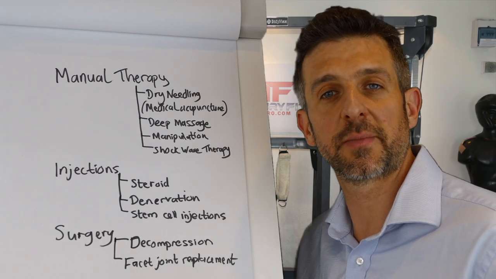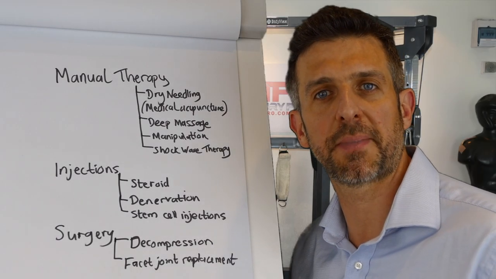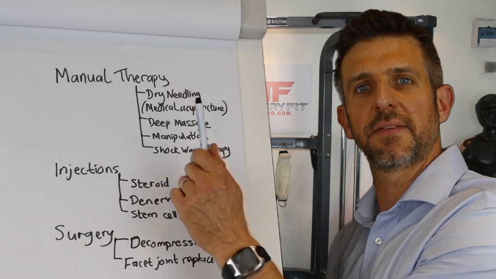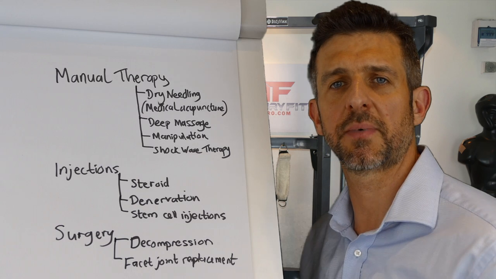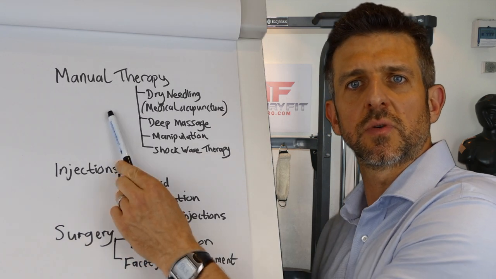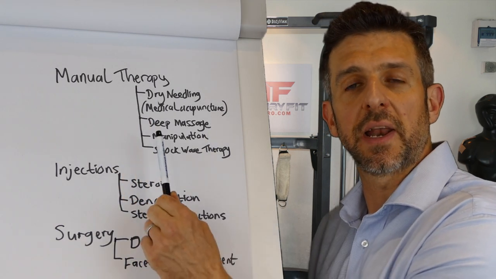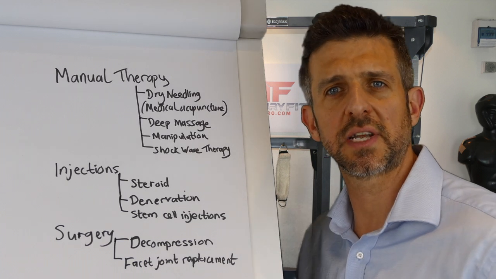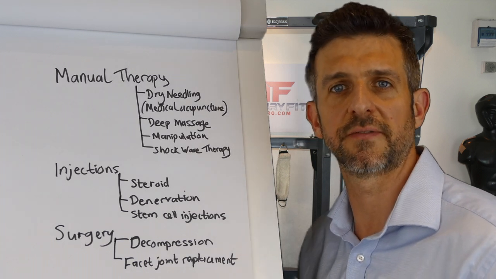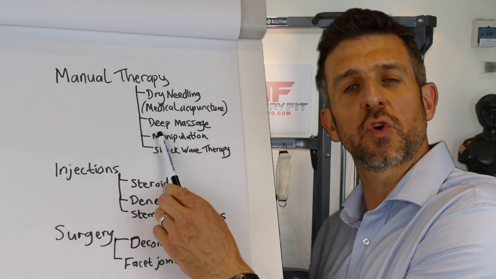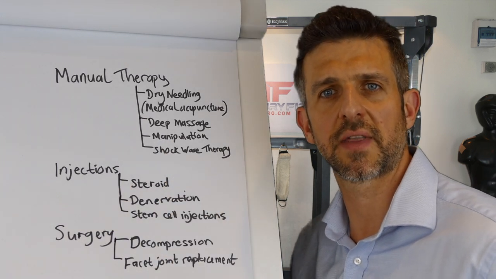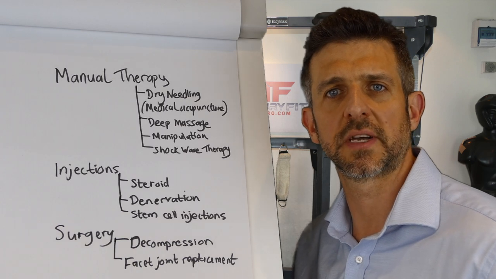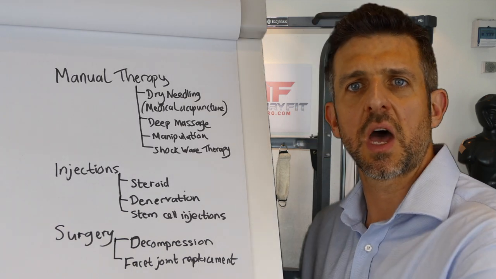Okay, just to whiz through some of the options when it comes to facet joint pain treatment, starting at the top with the least invasive first, you've got your manual therapies, so things like acupuncture or medical acupuncture, dry needling as it's sometimes called, deep massage, manipulation, so visiting a chiropractor or an osteopath, which tends to work quite well for acute situations and facet locks. Shockwave therapy is something that's starting to emerge, and there's some increasing evidence to show that that can work quite well for facet joint inflammation.